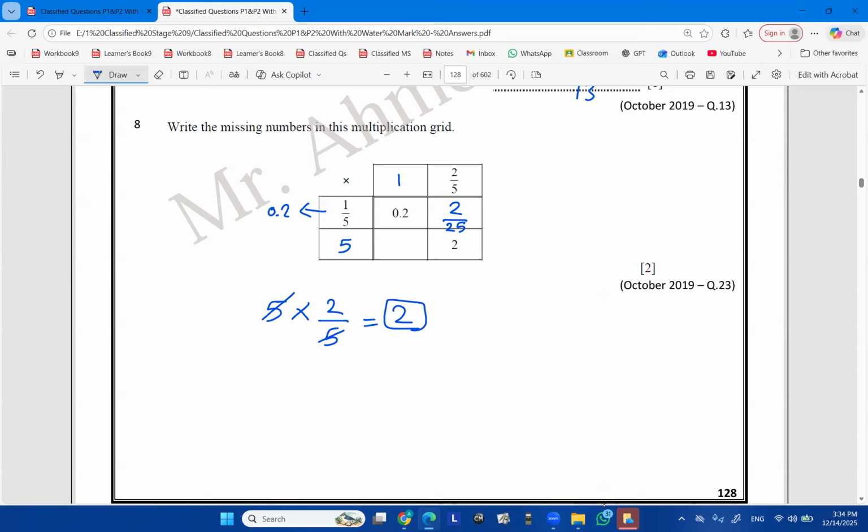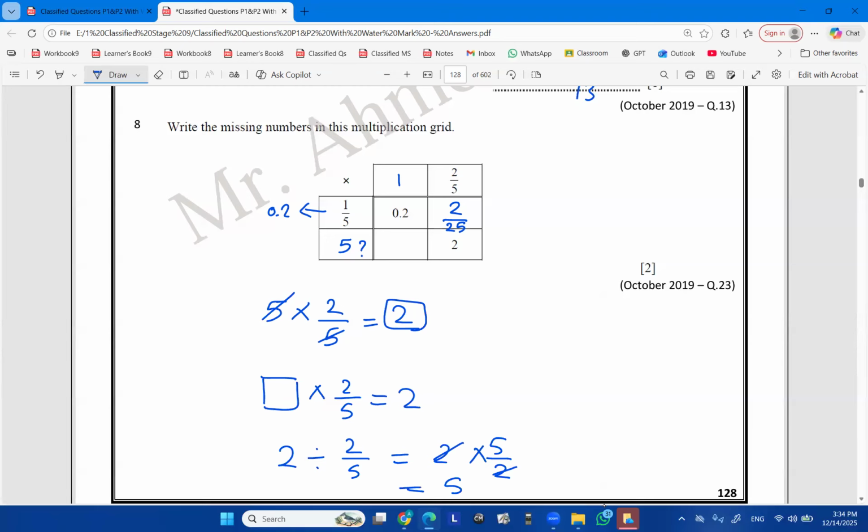As if he's saying right now, what? We needed to find this, right? We needed to find this one. What times 2/5 equals 2? We could have done this by saying 2 divided by 2/5. Keep change flip, which is going to be 2 times 5 over 2. Bye-bye. 5 is remaining, so 5 is here. You could have done it in any of the two ways.